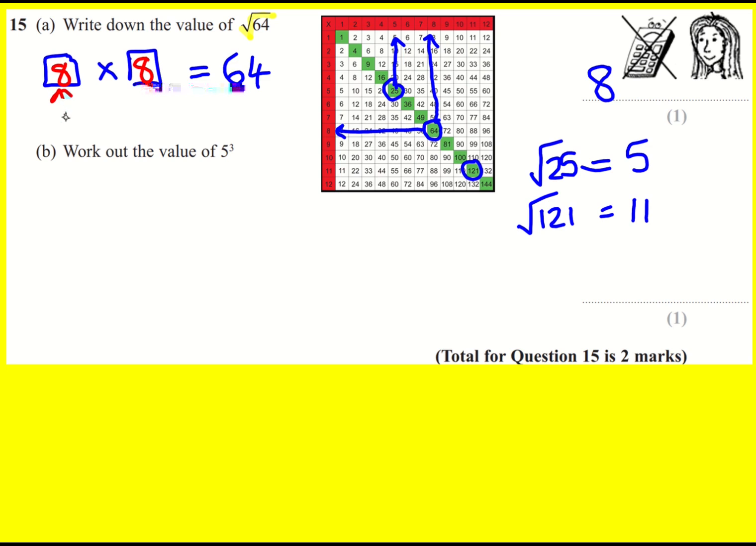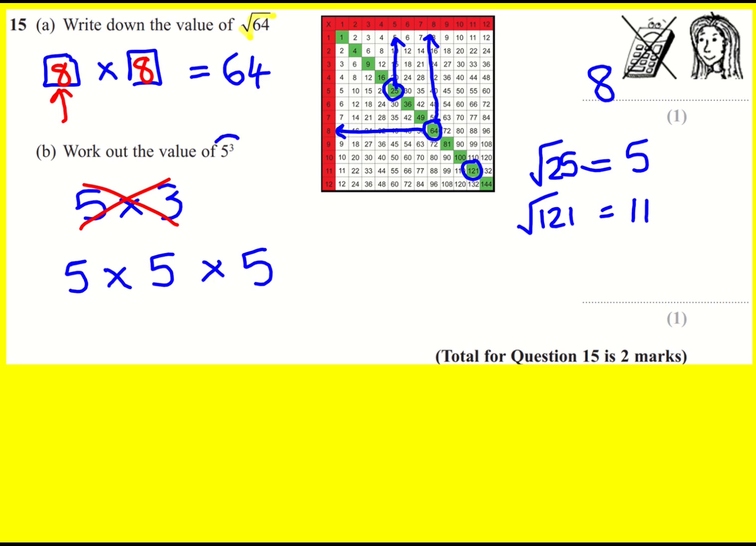Okay, part B. Work out the value of 5 cubed. So 5 with a little 3 above it says 5 cubed. Now this does not mean 5 times 3. No, it doesn't. Okay, it does not mean 5 times 3. It means 5 multiplied by itself 3 times. Very different to 5 times 3. So we now have to work this out. Okay, so 5 cubed is this.